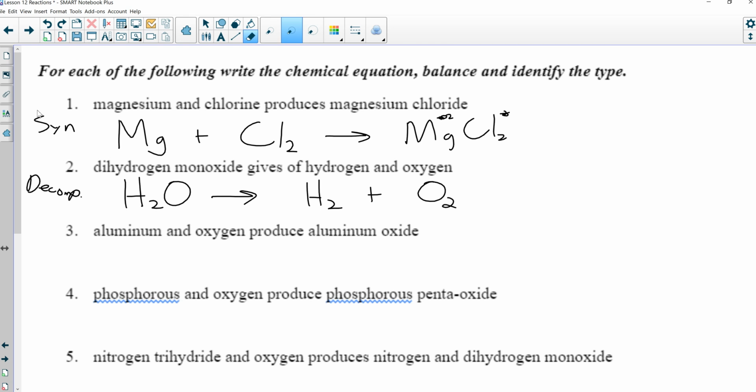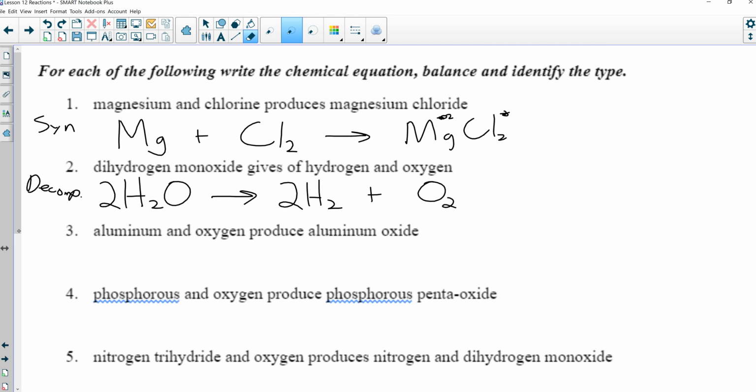All right, when I want to balance this, my hydrogens are already balanced as a 2. Oxygen is also a 2, which is the biggest number, but it's only a 1 over here. So what needs to go in front of water? 2. Which gives me how many hydrogens? 4, so what needs to go here? 2. Right.